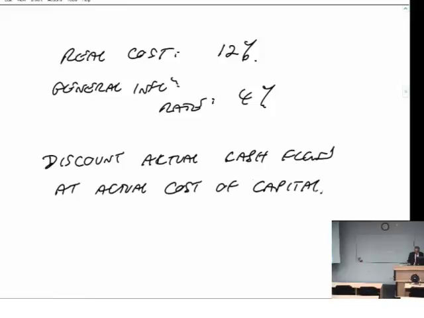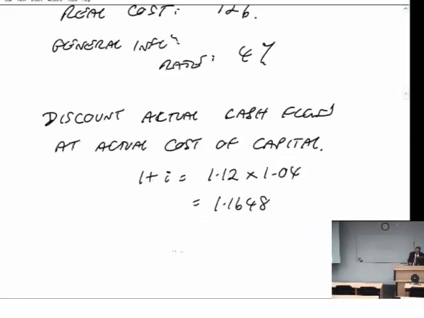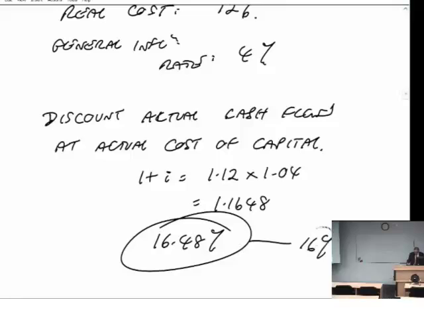And finally, last bit of numbers, what would the actual cost of capital be? Well, using the formula, 1 plus I, it would be 1 plus the real rate times 1 plus the inflation rate, 1.1648. You'd therefore discount at 16.48%. But of course, you'd use the nearest figure for the tables. You'd discount at 16. Discount actual cash flows at actual cost of capital.